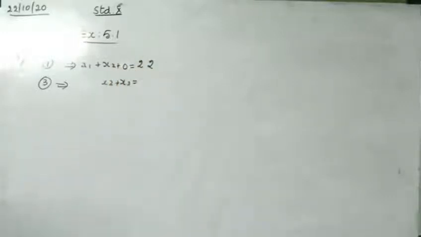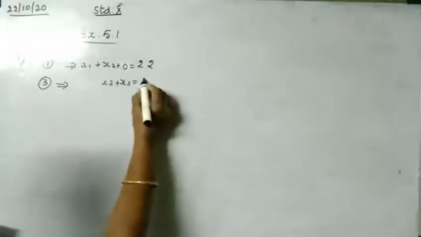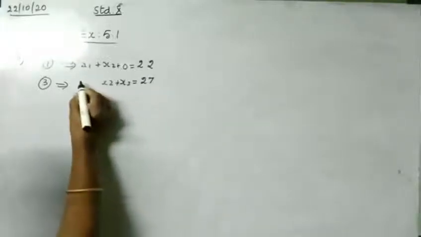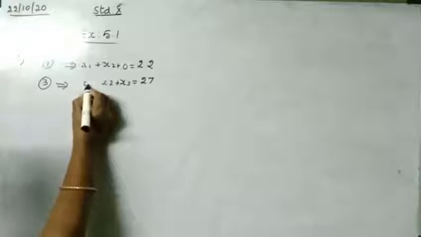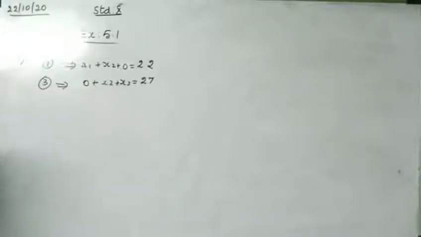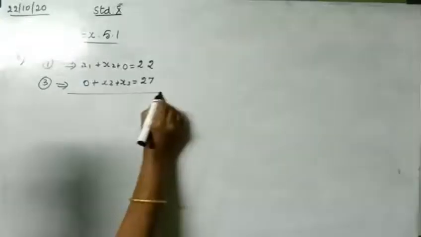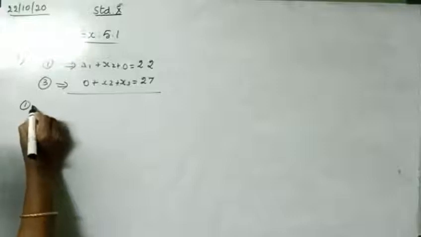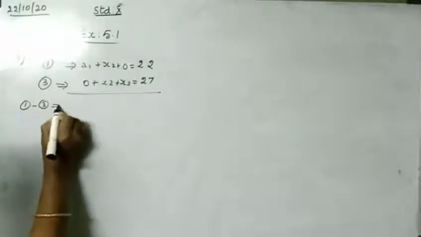Which is equal to x2 plus x3 is equal to 27. Here no x1 term, so add 0. எந்த term இல்லையோ அதுக்கு பதிலா 0 add பண்ணிக்கோங்க. Now go to elimination method. Change the sign. Now I am going to subtract these two equations.